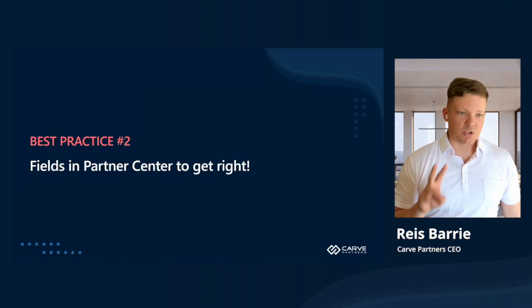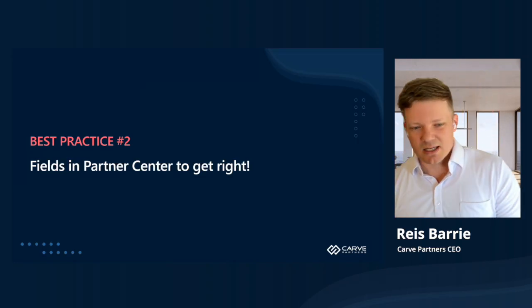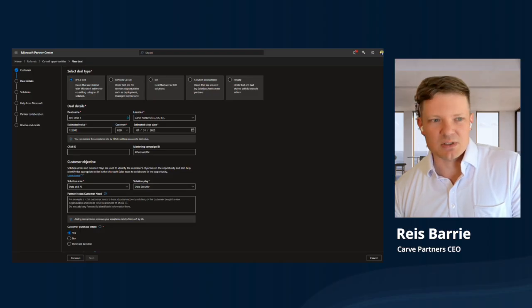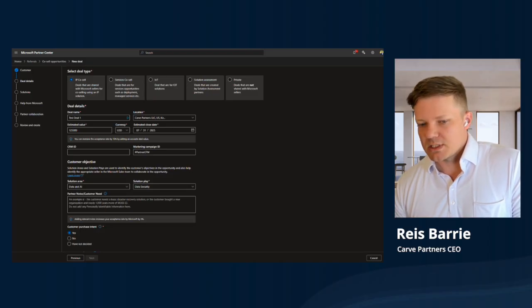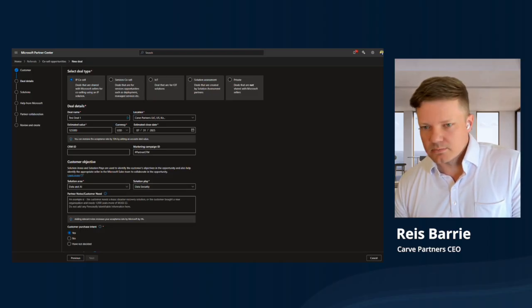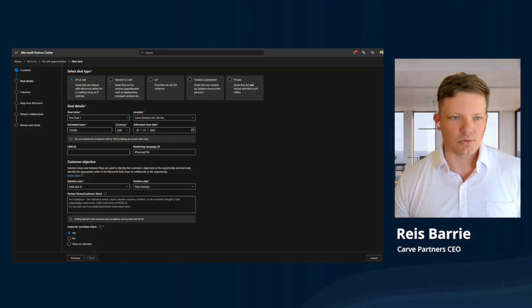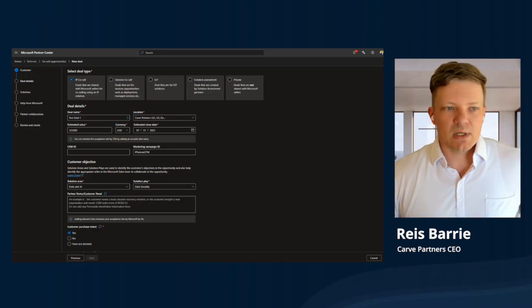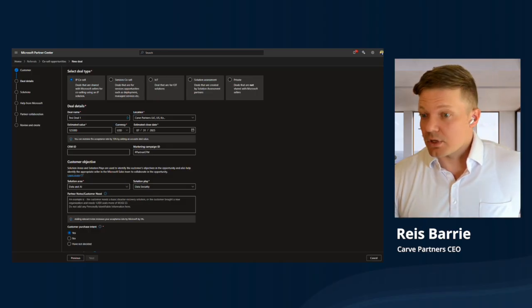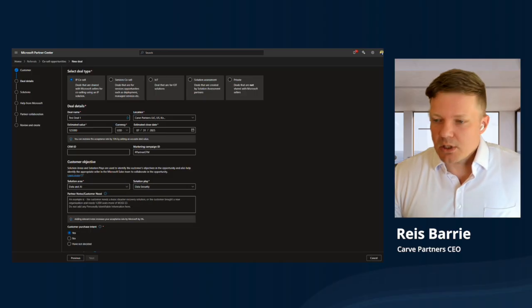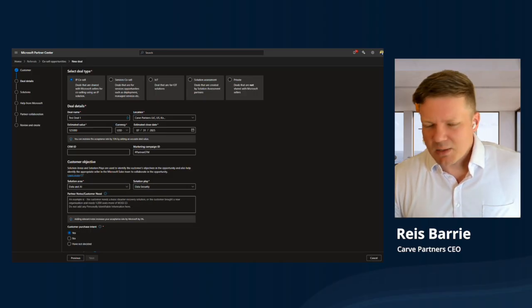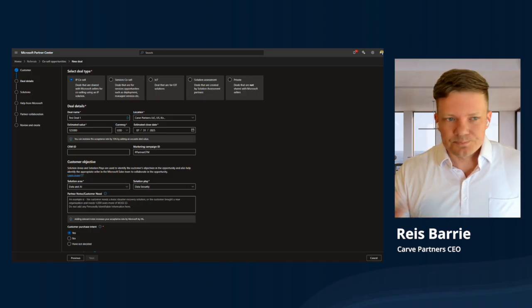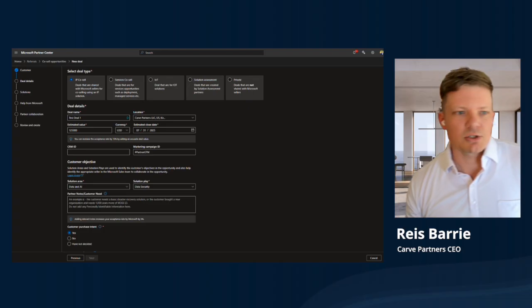Best practice number 2 is going to be fields in Partner Center to get right. There's a lot of fields in Partner Center. Some are higher value than others. I typically think through them like this. One, we have deal type. So if you're a software company, you're always going to be an IP co-sell deal type. It should default to the IP co-sell, and so you shouldn't have to worry about it too much.